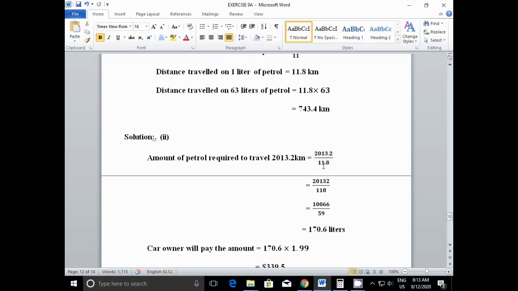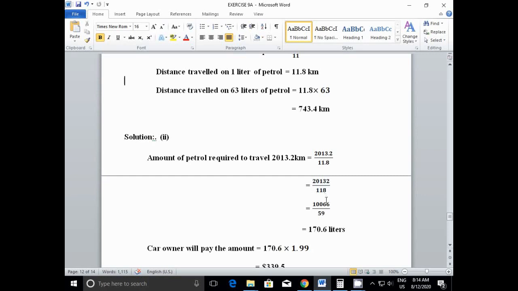Since we have the same position of decimal at the numerator and denominator, you see at the numerator we have only 1 digit after the decimal point. Same as at the denominator place, we have 1 digit after the decimal point. So we can remove the decimal point without any changing. So the numbers will become 20132 divided by 118. After removing the decimal point, we have two whole numbers. Now both numerator and denominator are divisible by 2, so we will divide them by 2. We get the fraction 10066 divided by 59.